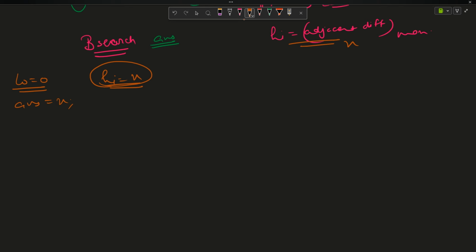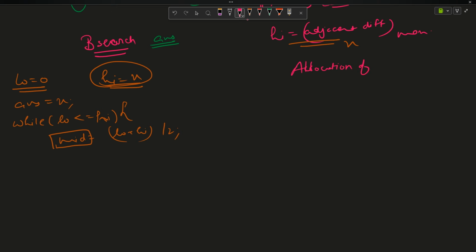Now what I will do, I will say while my low is less than or equal to high, what will I do then? I will say mid is low plus high by 2. The basic binary search, no problem. Now I will say if this mid value is attained. See, this question is actually very similar to allocation of books, allocation of minimum number of books. So if you have solved that question, this question is a cake for you.